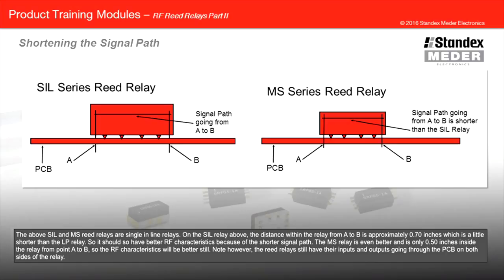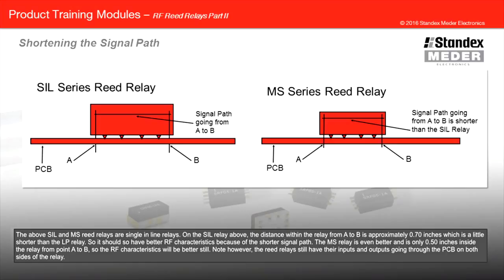On the SIL relay above, the distance within the relay from A to B is approximately 0.70 inches, which is a little shorter than the LP relay, so it should have better RF characteristics because of the shorter signal path. The MS relay is even better and is only 0.50 inches inside the relay from point A to point B, so the RF characteristics will be better still.